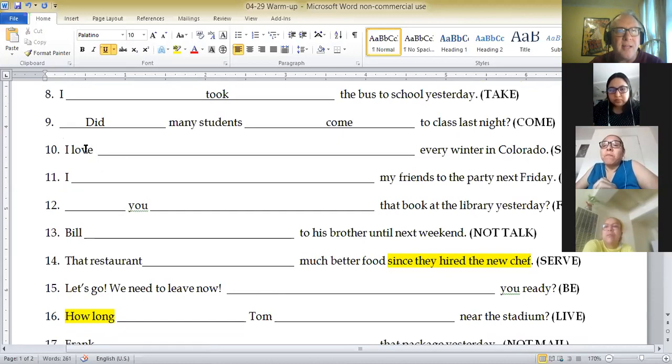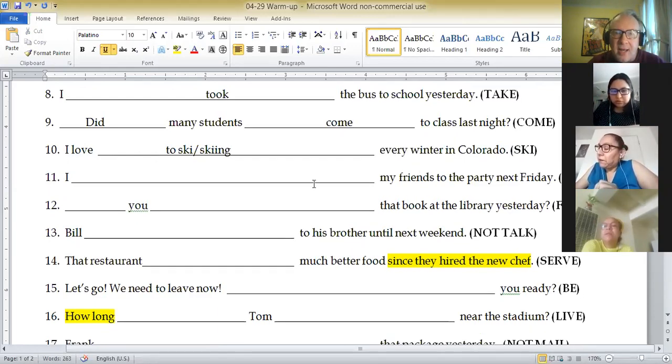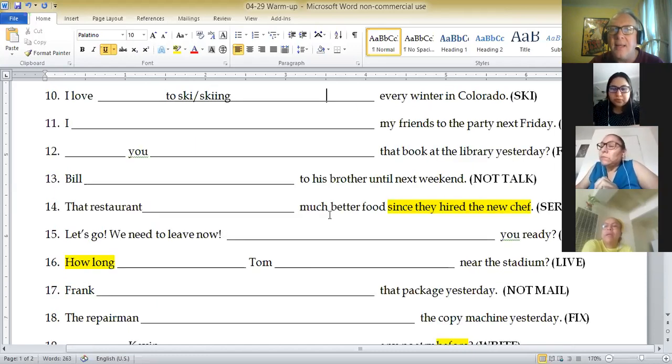All right. The next one says I love. Remember, like, love, hate, begin, start, continue, prefer. Those are gerund or infinitive. I love to ski. I love skiing. Both are good with like and love. Okay. All right. Let's see.